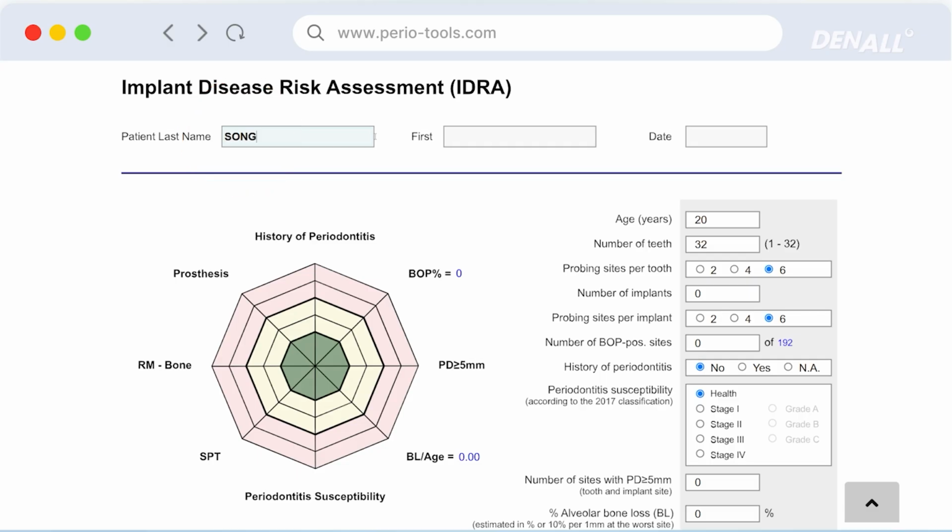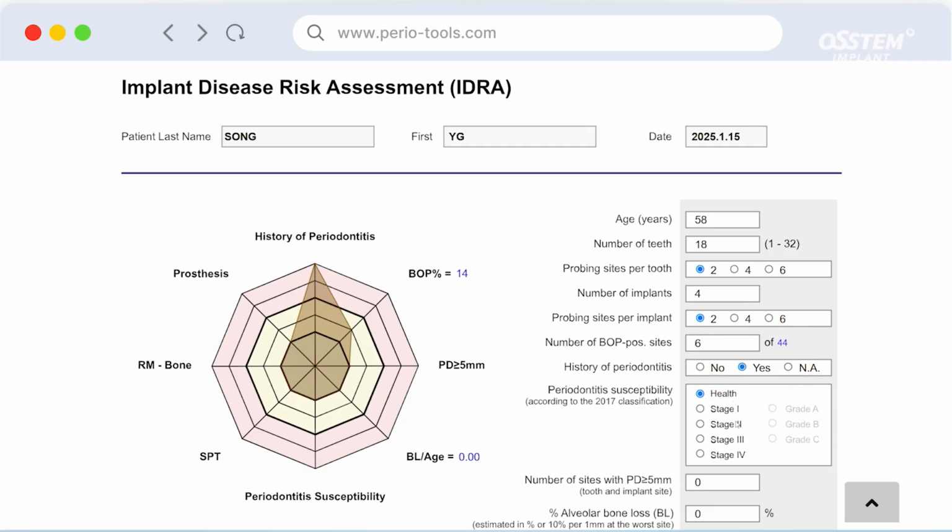In this chart, you first enter the patient's name and date at the top. Then, you proceed to the items on the right-hand side. First, you enter the patient's age, and then the number of remaining teeth. Next, enter the number of probing sites per tooth. Then, input the number of implants, the number of probing sites per implant, and the number of BOP-positive sites. Then, you select whether or not the patient has a history of periodontitis.